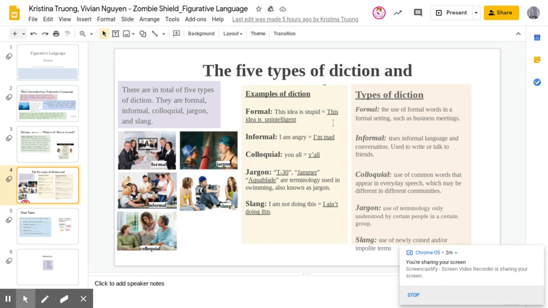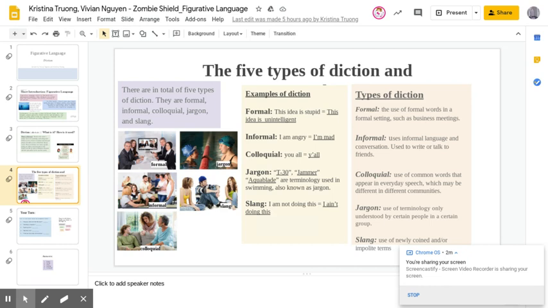The second type of diction is informal, which is the use of informal language in conversation. It is used to write or talk to people you are friendly with. For instance, if you were to express your feelings to a friend, saying "I am angry" or "I am upset," you would not say those 2 phrases because those 2 phrases sound very professional, as if you were talking to someone of higher status, like a manager. Instead, you would simply say, "I'm mad," because it's more plain and more friendly, as you would not use it in a formal setting.